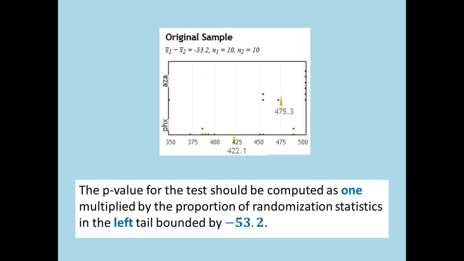There's our original sample box with the data entered. Because there's a less than in the alternative hypothesis, there's no need to double the tail, so 1 multiplied by the proportion in the tail. You don't really do any multiplying. It'll be a left tail because of the less than in the alternative hypothesis, and bounded by the difference of sample means, which is negative 53.2. You can pull that directly out of StatKey right underneath where it says original sample.